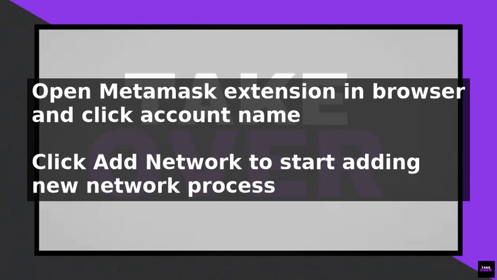To add the Polygon network in Metamask, you will need to have the Metamask extension installed in your browser. First, open your browser and click on the Metamask icon. Then click on the account name to open the drop-down menu. In this menu, click on Add Network to start the process of adding a new network.